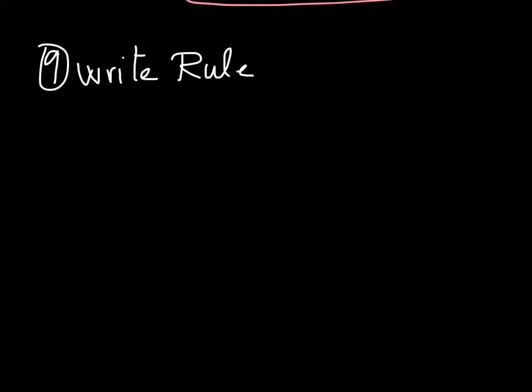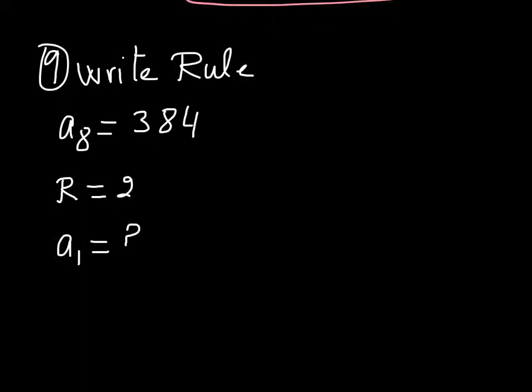Writing a rule for number 9. To write the rule for number 9, we're not given a_1, so we have to look for a_1. However, they give you the eighth term, which is 384, and the common ratio, which is 2. How are we going to use this 8th term to find a_1? If I know a_1, I can write the rule.